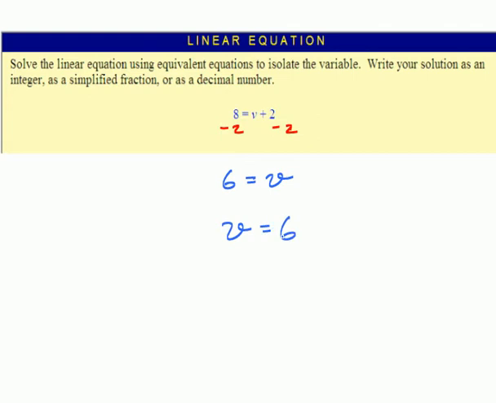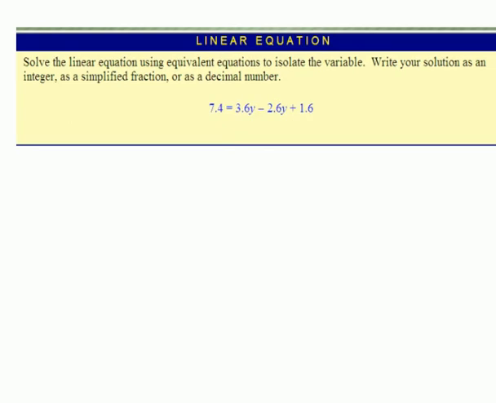Okay, and then we've got one that looks like this, more decimals. And let's draw our line since there's a little bit more to it. Okay, what do you think of that?